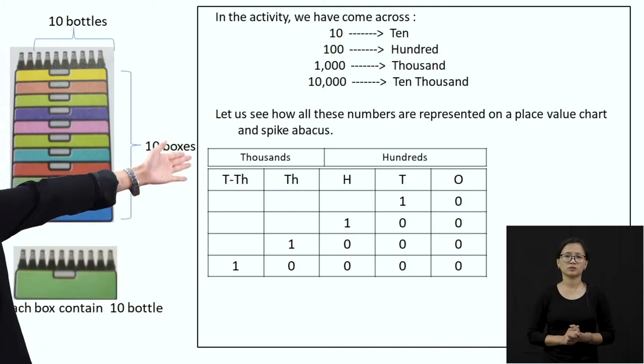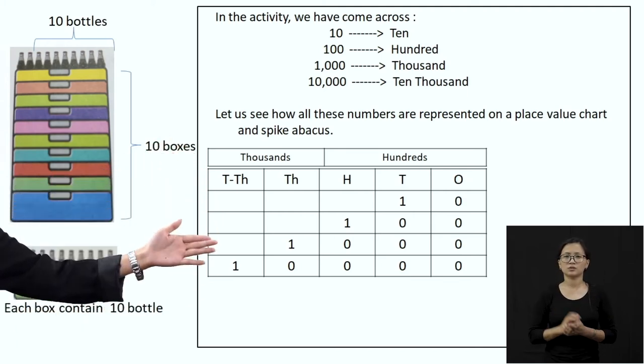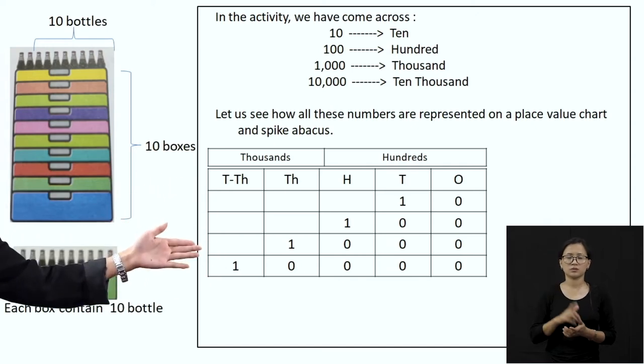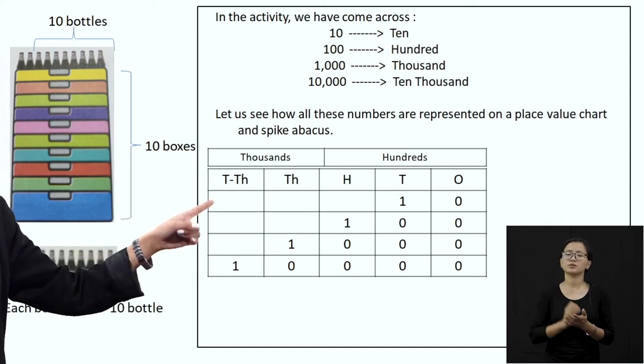So here you have 100. For 100, zero in the ones place, another zero in the tens place, and that one is in the hundreds place.